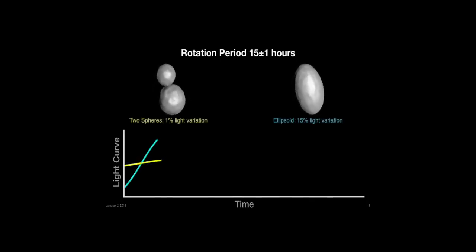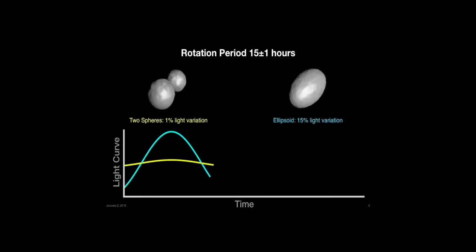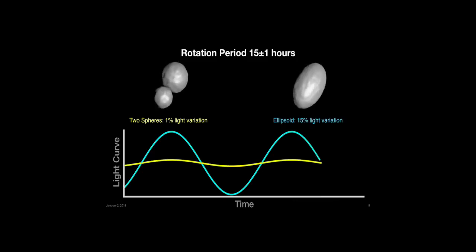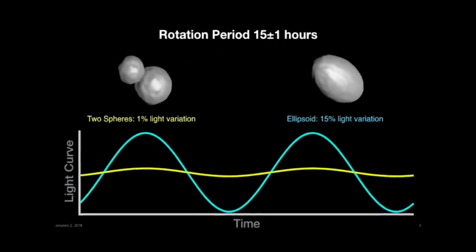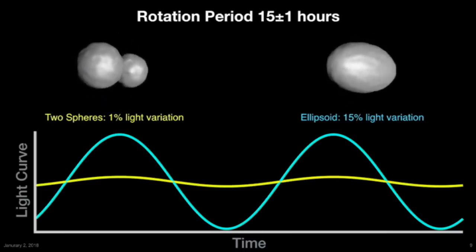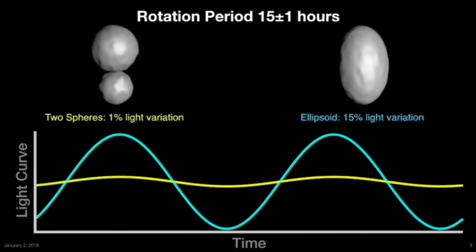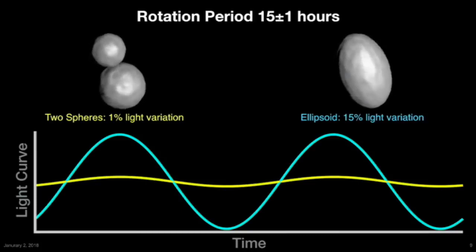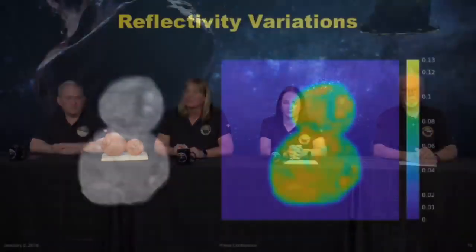This animation shows the rotation of Ultima, the bilobed object there, compared to an ellipse. So when you have two spheres rotating, you're still seeing the same surface area, so there's less variation than compared to an ellipsoid, where you're seeing a different projected area as it rotates. So this bilobed shape combined with the other information means that we really fully understand the rotation period and the light curve now. I also want to tell you about the reflectivity of the surface.